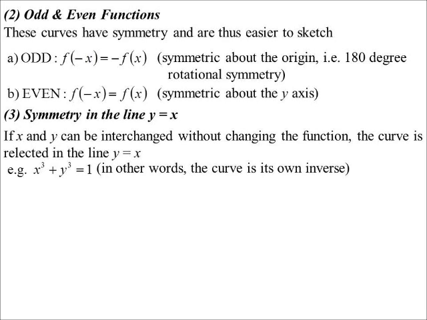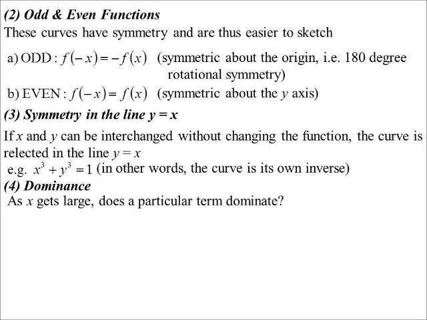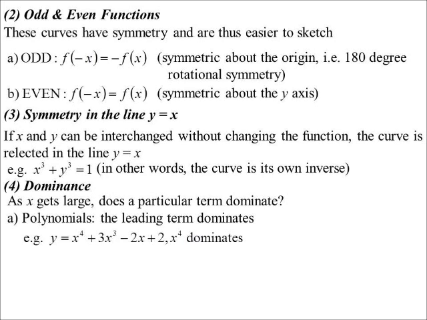I suppose the circle, but I mean, circle's symmetric everywhere, but if you swap the x and the y's, you get the same thing. This idea of dominance. So if you've got two functions multiplied together, things like that, well, does a term dominate? Now, in a polynomial, the leading term always dominates.